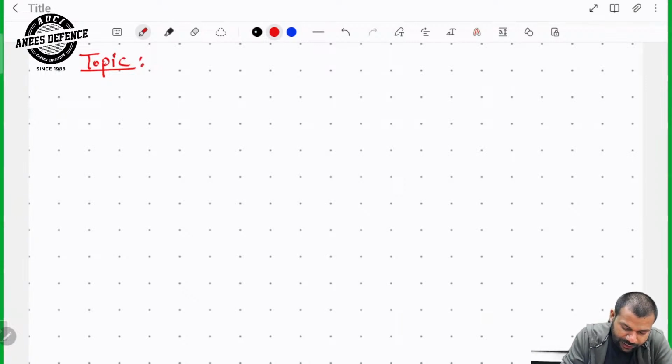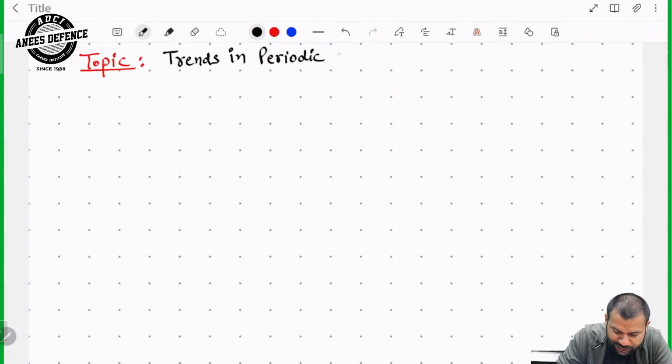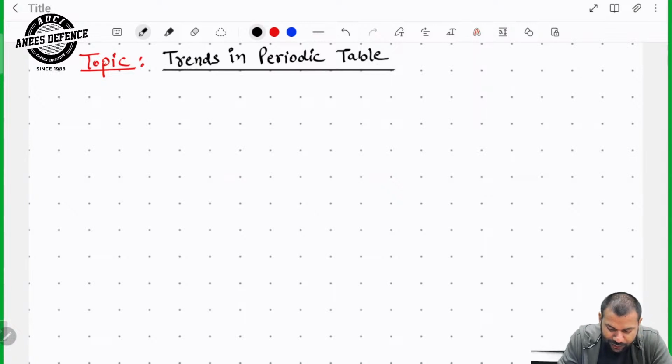The topic is trends in periodic table. Now, before studying the trends in periodic table, we have to be familiar with some basic terms or terminology which we are going to use in periodic table. So, first of all, we will define some basic terminology or terms. Then we will use how the trend is in periodic table.